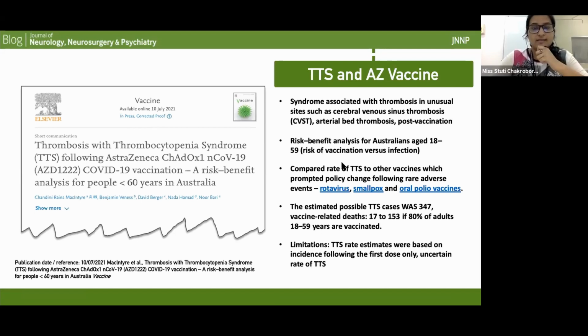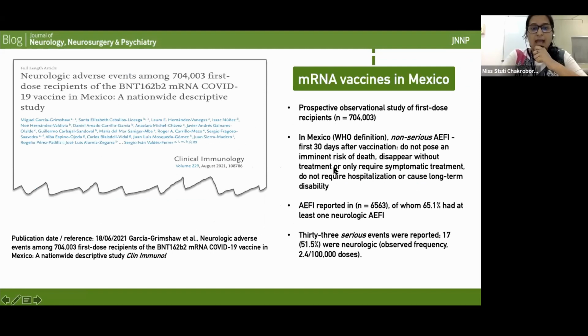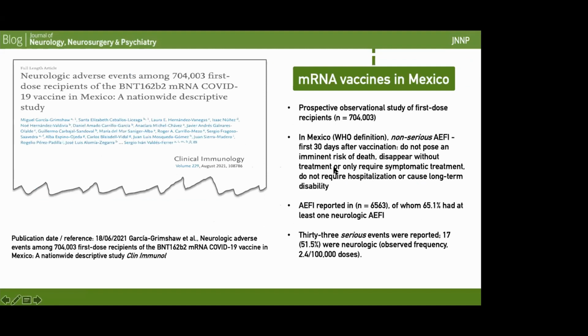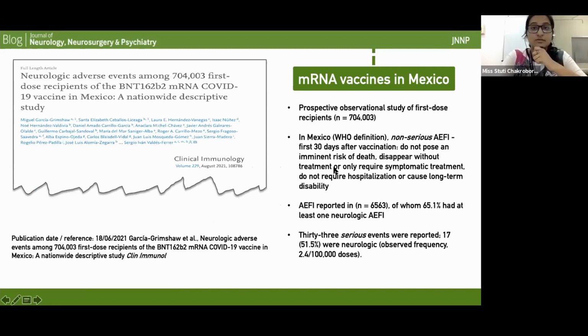Coming to the next vaccine-related study, which was quite interesting, it was related to the mRNA vaccines in Mexico, published in the journal Clinical Immunology by Garcia Grimshaw et al. Their team did a large prospective observational study of first dose receivers, 704,003 people in Mexico. They used the operational WHO definition of non-serious AEFI, adverse events following immunization, in the first 30 days after the vaccination.